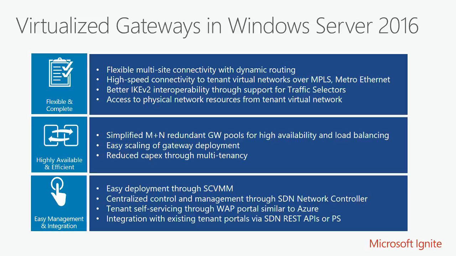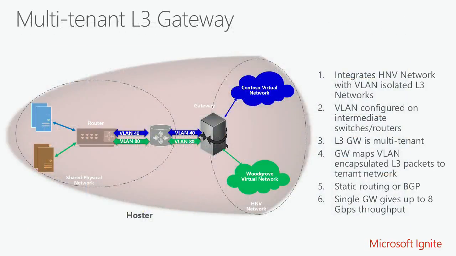All right, so the L3 gateway is one of the options that is available in Server 2016. I'm just showing a single gateway, but you could put that behind a load balancer, so you can have multiple gateways. But the idea is anything in front of the multi-tenant gateway, you can have maybe in the on-prem itself, you may have multiple VLANs created in a hoster scenario.